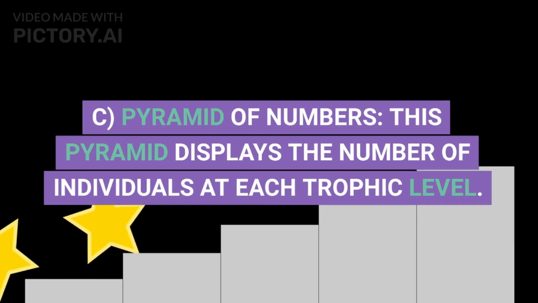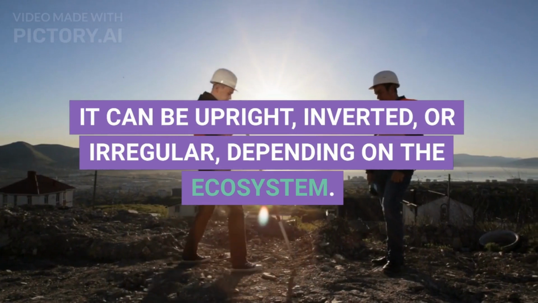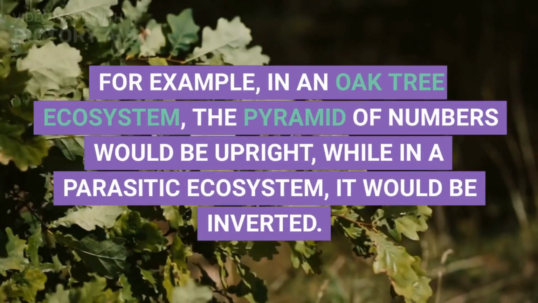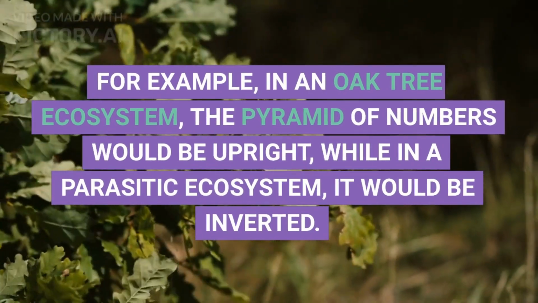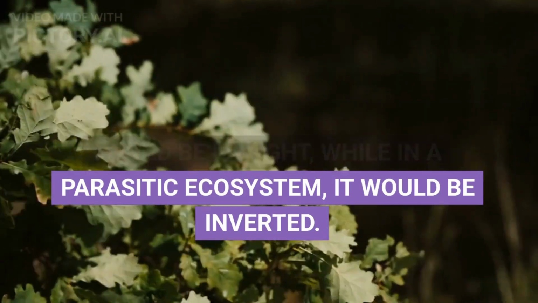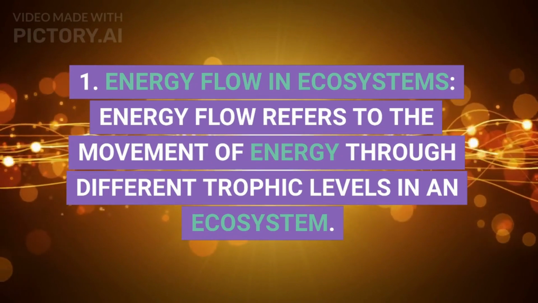C. Pyramid of numbers. This pyramid displays the number of individuals at each trophic level. It can be upright, inverted, or irregular, depending on the ecosystem. For example, in an oak tree ecosystem, the pyramid of numbers would be upright, while in a parasitic ecosystem, it would be inverted.